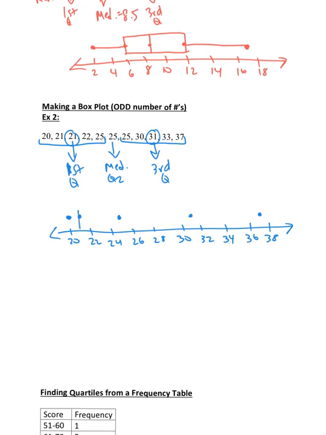Make a box from quartile 1 to quartile 3. Use a ruler, put a line through the median. This is supposed to be going through there, and then draw your whiskers out. That whisker is very, very short.